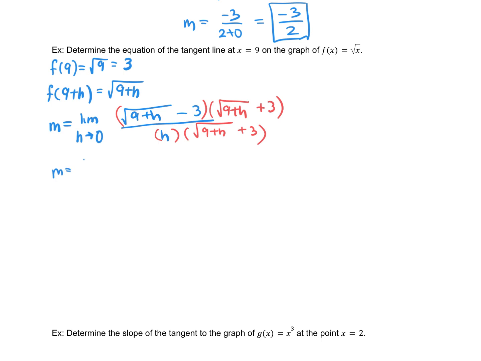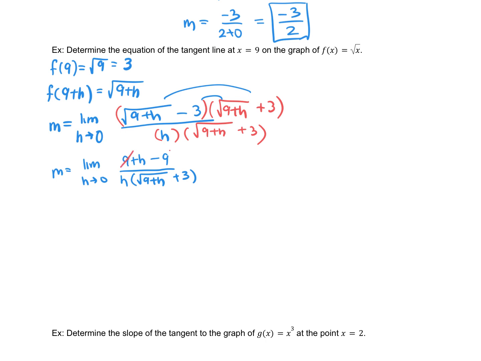And now we get the limit as h approaches 0 of the square root of 9 plus h times itself is just going to be 9 plus h, and then negative 3 times 3 is negative 9. I know if I multiplied the outsides and the insides, they would cancel out, so I'm not worried about that. All over h times that conjugate. And I'm not worrying about distributing that h in because I'm hoping things will cancel out nicely.